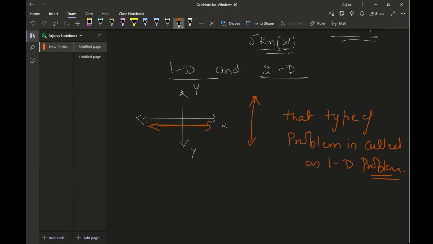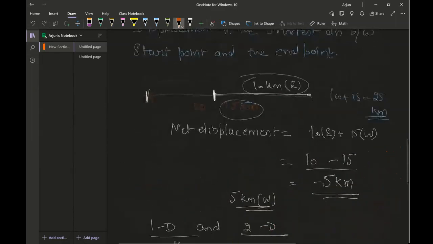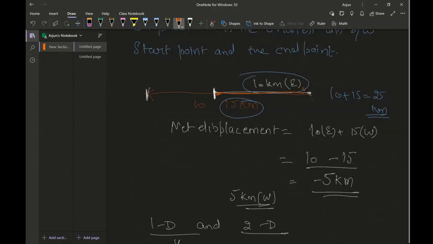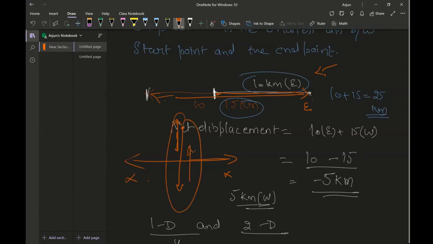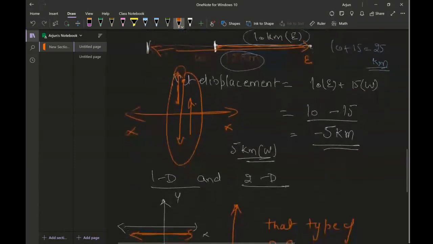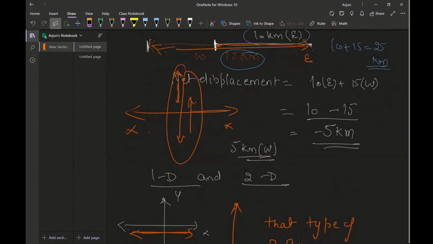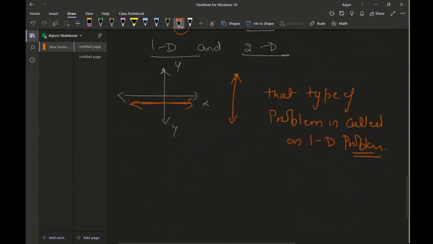Okay, so for example, in the previous case I was talking about, the person moved in the east direction, then he moved back in the west direction. So it means he's along the x-axis. Thus, this is an example of one dimension. If the person was moving in the north direction, then moving back in the south direction, again in the north direction, this is also an example of a one-dimensional problem. So basically, if we are measuring any quantity along one axis, then that's called a one-dimensional problem.